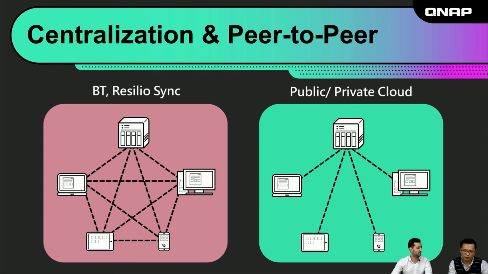Okay, before the introduction, let's see what is centralization and what is peer-to-peer. Peer-to-peer means all the points are connected to each other. It's like a net. On the left side, BT or Resilio Sync belong to this kind of application. Centralization means all the devices connect through a central server. The public cloud or private cloud are attributed to this one.